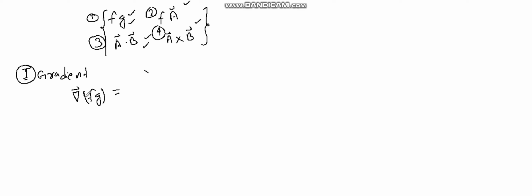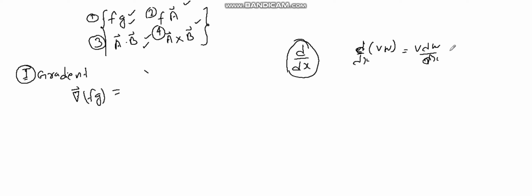So what is the final result? Remember, this del operator is exactly like the ordinary derivative for the one dimensional case. The way the ordinary derivative works, the del operator in some sense works exactly the same. So you should remember the product rule: the derivative of V times W is V times dW by dx plus dV by dx times W. In a similar way, this formula will give this result. So this is the first rule.